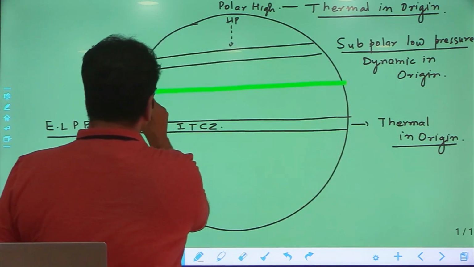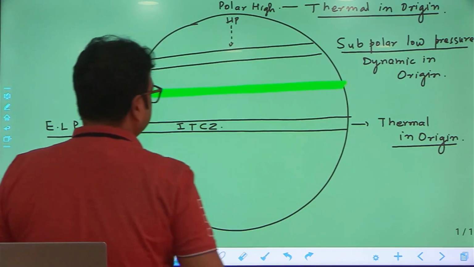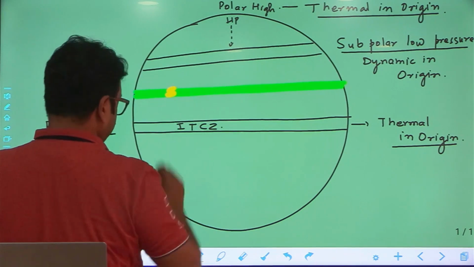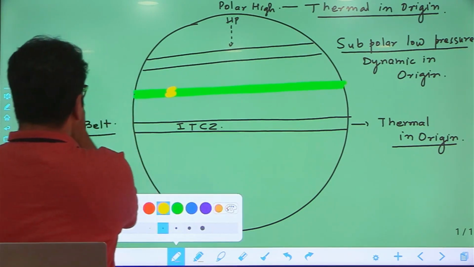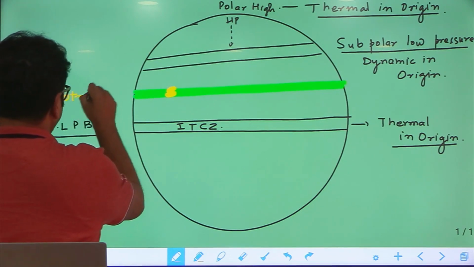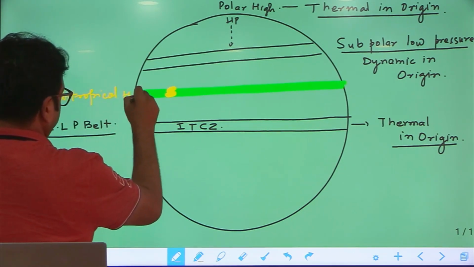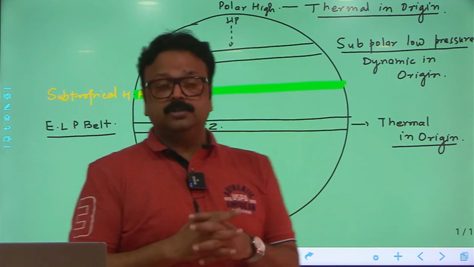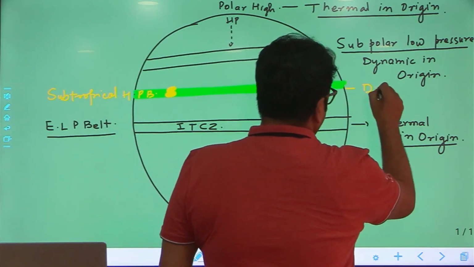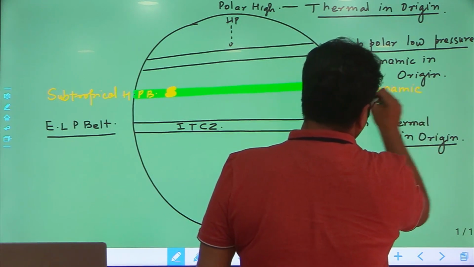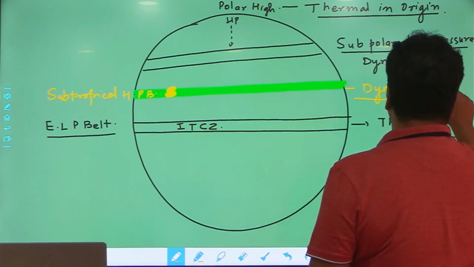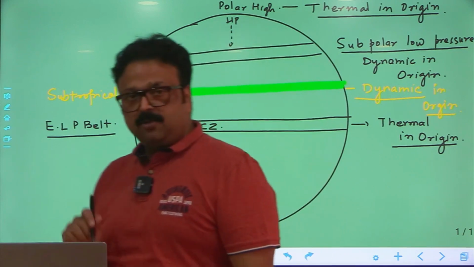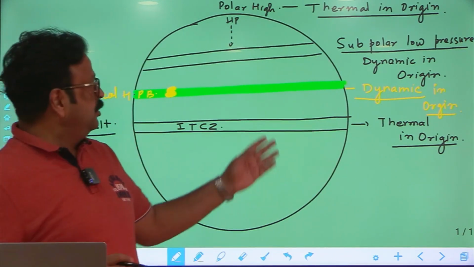Fine. And another pressure belt which is developed in the subtropics is called the subtropical high pressure belt. Again, this subtropical high pressure belt is dynamic in origin. How is it going to be dynamic in origin? It needs some explanation. When any pressure belt is because of dynamism of air, we call it dynamic in origin. What kind of dynamism is going to be here?